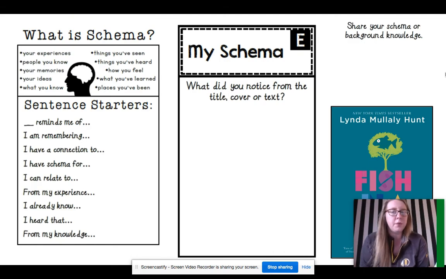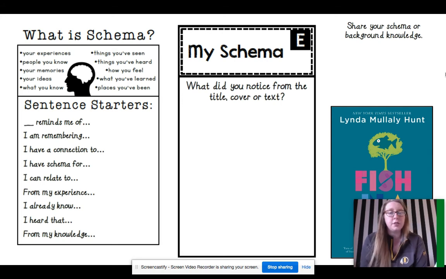So another word we use for prior knowledge would be schema. If you've ever heard it said that way, they both mean the same thing. So what is schema? It could be your experiences, people you know, memories, ideas, things you've seen, heard, felt, learned, or places you've been. So it can relate to a lot of different things. Basically, if you've experienced it, that's background knowledge, that's schema.